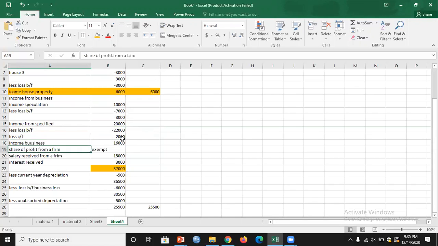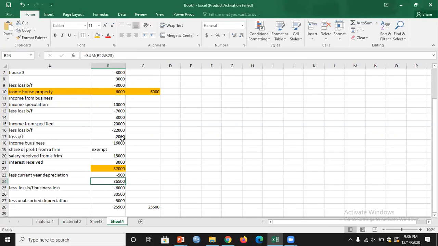Then income from business we got to 60,000 rupees. Then there is share of profit which is exempted. The salary received from the firm is around 50,000. Interest received is 30,000. So by adding the income from speculation business, the income from business, the salary received and interest received, we got 37,000 rupees. From there we deducted the current year depreciation of around 500 rupees. Then we got 36,500 rupees.